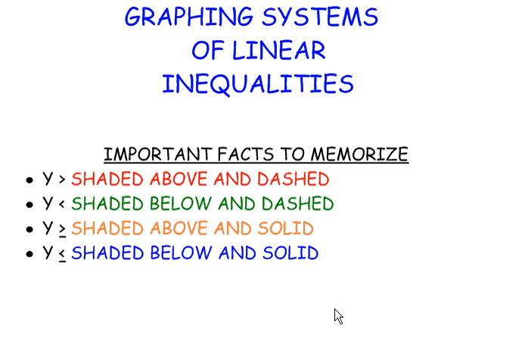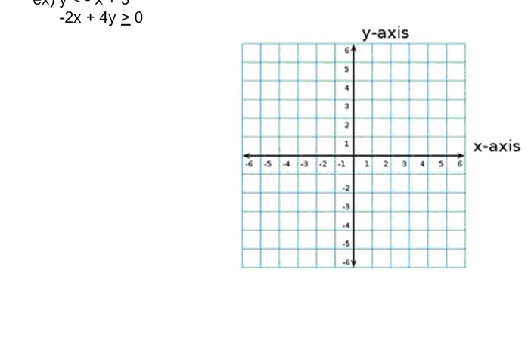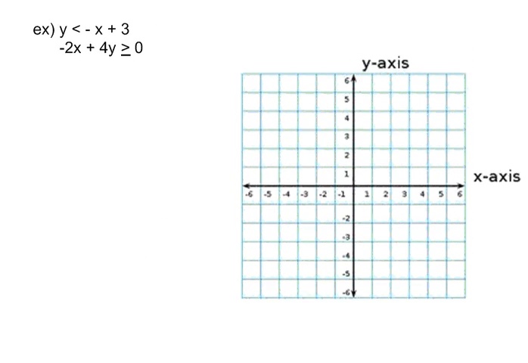So we have this information here. Let's take it and actually look at a problem. We have y is less than negative x plus 3, this first inequality right here. It's already in slope-intercept form, which makes it very easy to graph. So let's go ahead and graph.